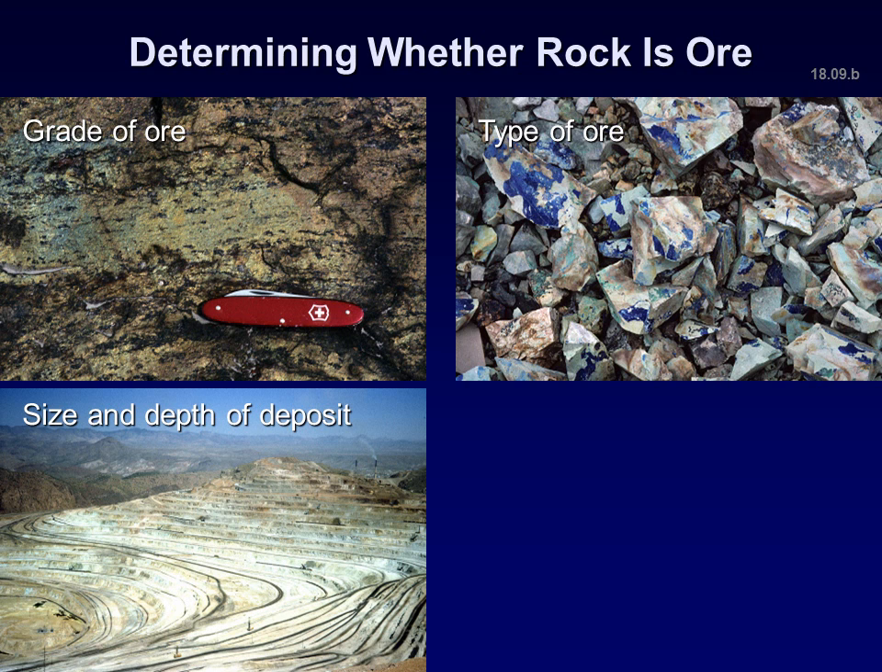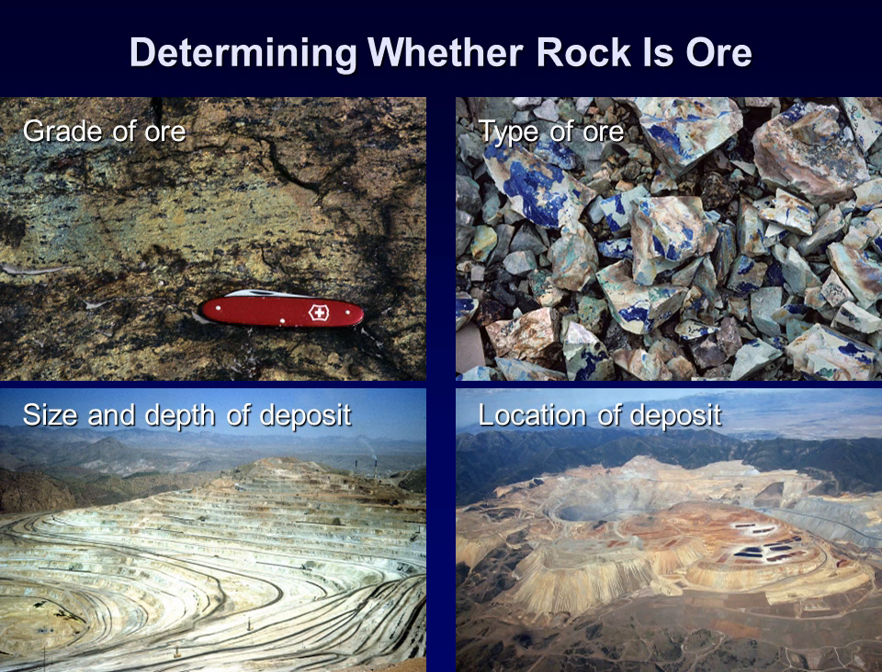Okay, also in determining whether a rock is ore or not is the size and depth of the deposit. Larger and shallower are cheaper to mine. Okay, so that means they're more likely to be ore if they're closer to the surface and if they're a larger deposit.